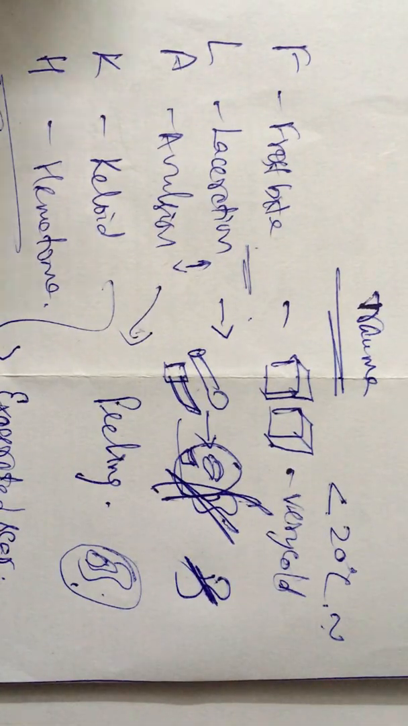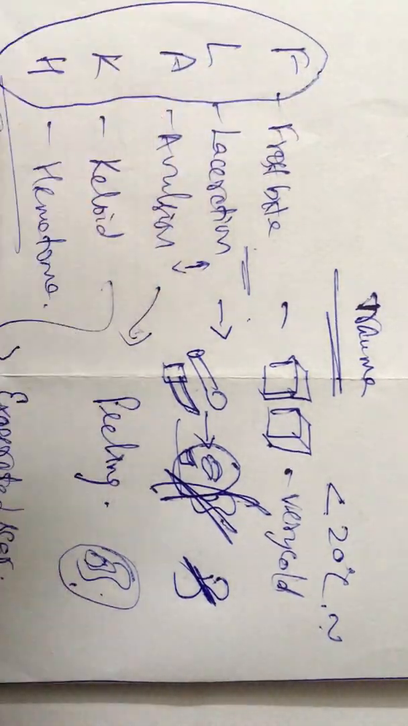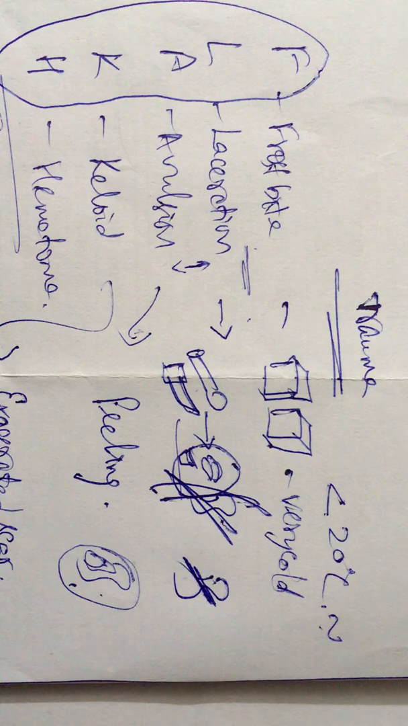So that was about trauma. Trauma has 5 components which can be remembered by my superb mnemonic FLAC. FLAC stands for frostbite, laceration, avulsion, keloid, and hematoma. Frostbite is due to coldness, laceration and avulsion are due to direct trauma, keloid is due to post-trauma, and hematoma is a complication of literally everything.